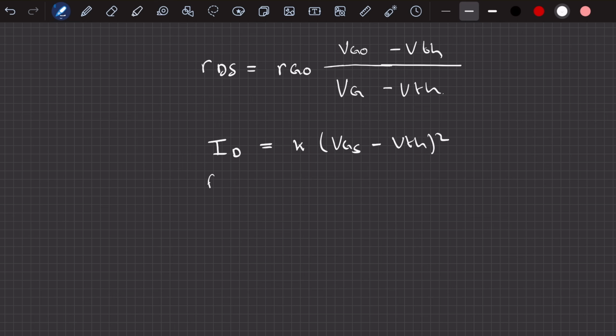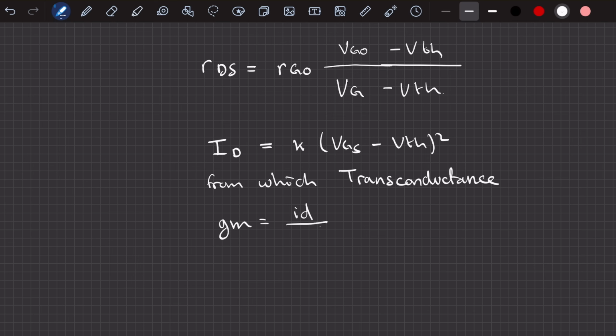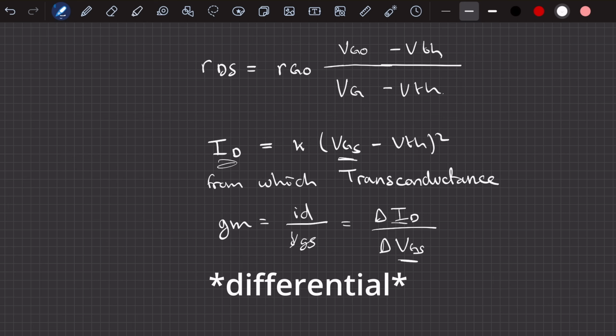And the book also says that from there, you can derive the transconductance, GM, which is equal to delta ID over delta VGS. So that's VGS from there and ID from there. So basically you're just taking a derivative of this equation to get to transconductance.